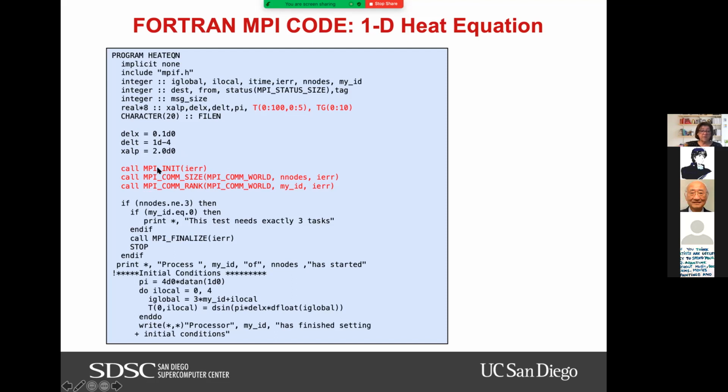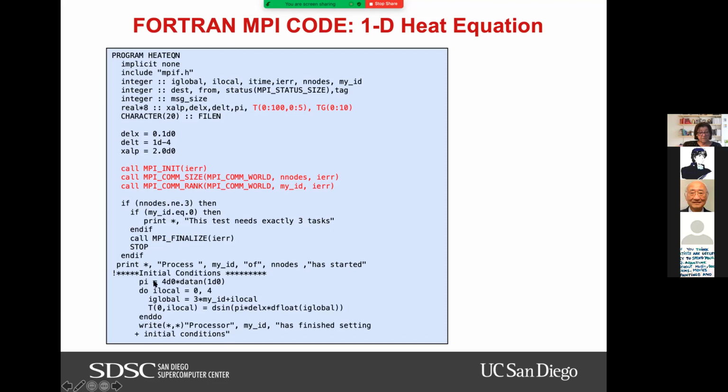And now we set up our MPI environment. And then if the number of nodes isn't three, bail, because it only works on three tasks. This is not a very smart code, but it works for this simple example. And you can imagine that if you wanted to increase the number of points and the number of cores, you would program more intelligence in.